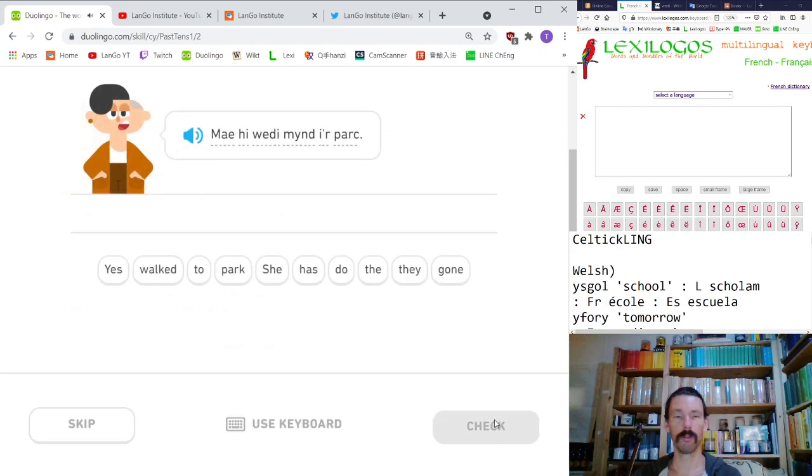Mae hi wedi mynd i'r parc. The English doesn't mean mae hi wedi mynd i'r parc. And she has gone to the park.